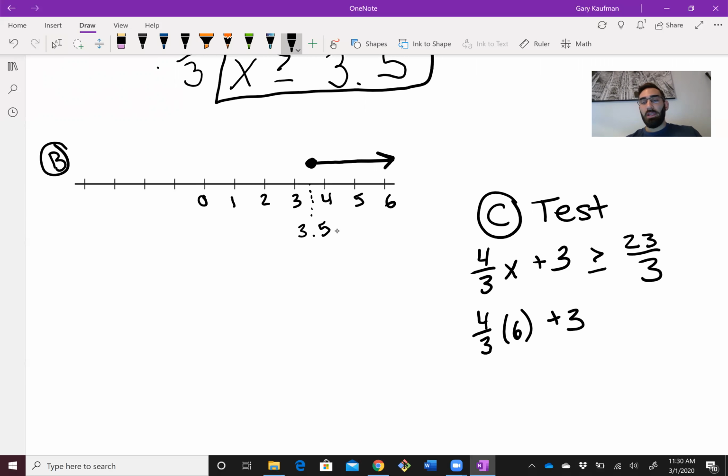Well, that becomes 24/3, which is just 8. So this is 8 plus 3, because I did that over 1. This is an 11 greater than or equal to. Well, is 11 greater than or equal to 23/3? Well, 23/3 is the same thing as 7 2/3. So yes, it's good. Let's go on to practice 2 now.